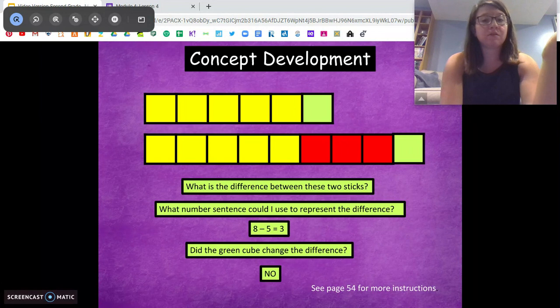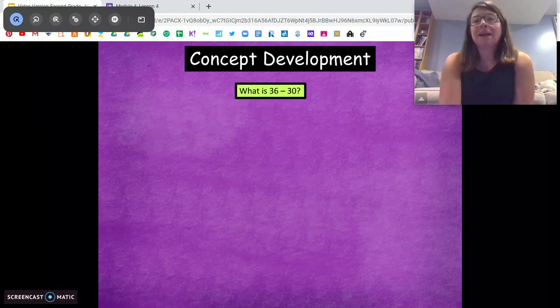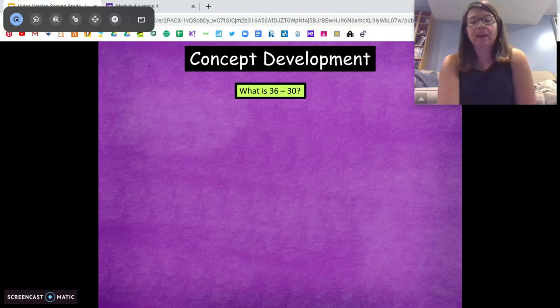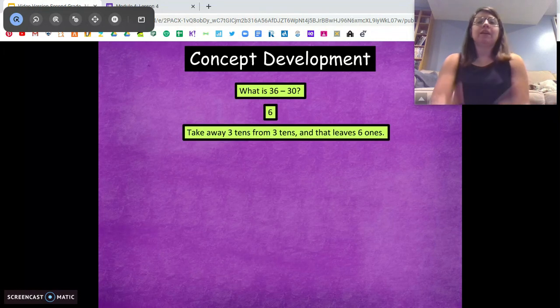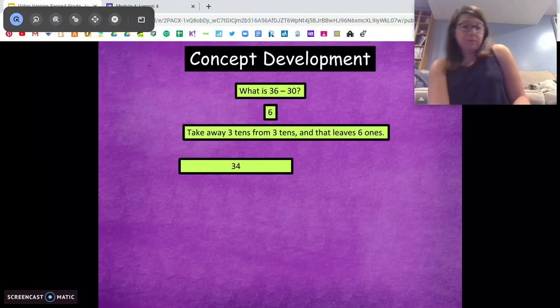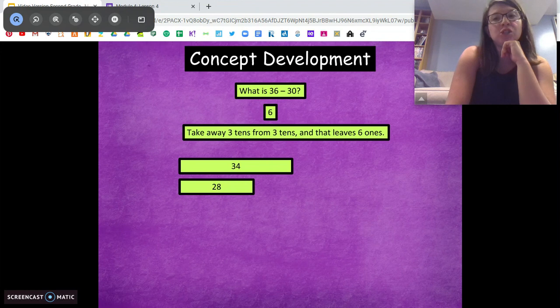Okay? So, what is 36 minus 30? Take away the 10s. Yeah, we end up with 6. Good. We take 3 10s from 3 10s and we end up with 6 1s. So, I'm going to show you this problem. I want to do 34 minus 28.